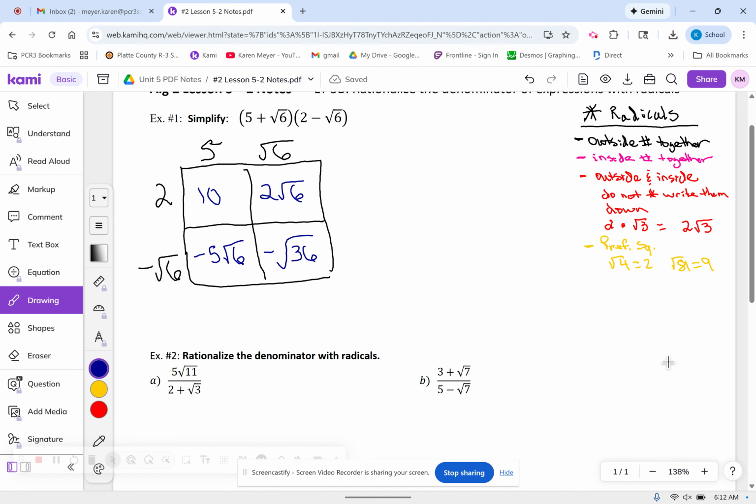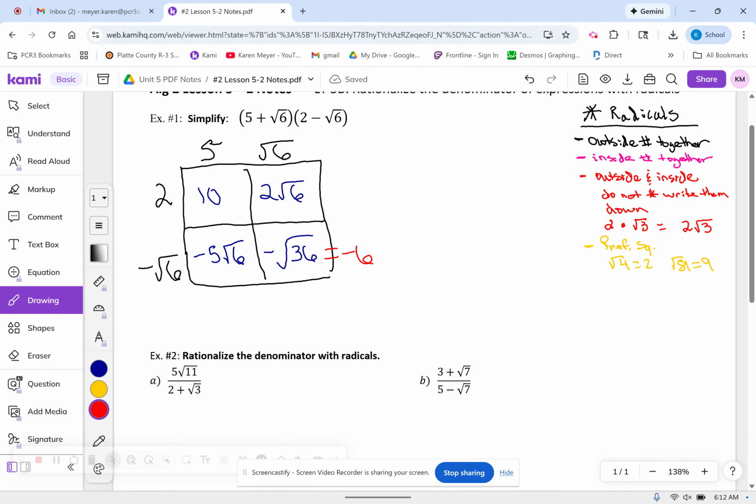Okay, so now I'm going to look down here like we talked about on this last one, and I'm going to notice I have a perfect square in this last box here. I have the square root of 36, and I know the square root of 36 is just 6, and I have to keep the negative in front of it. So this last box will really just equal -6 because that's a perfect square.